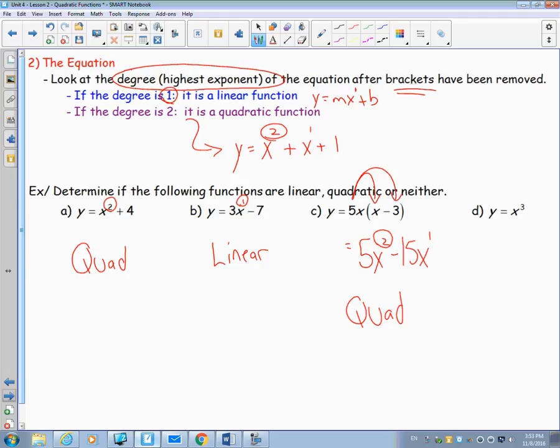In the third one, I see a power of 3. That's higher than anything we know about. So we call this neither. Okay, we only worry about ones and twos.